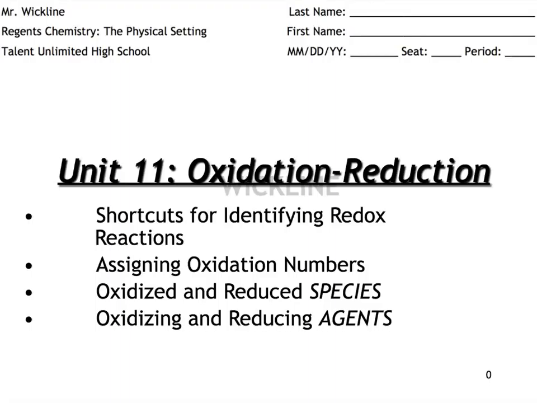Hello all, in this lesson we're going to be examining redox reactions. I'll teach you some shortcuts for telling whether or not a reaction is redox at the outset. We'll also talk about assigning oxidation numbers again, and I'll teach you two new concepts, the oxidized and reduced species versus the oxidized and reducing agent.